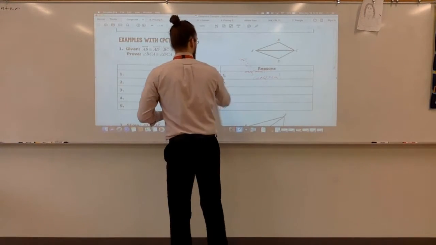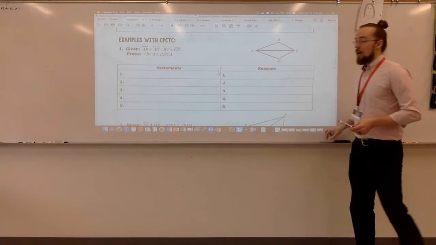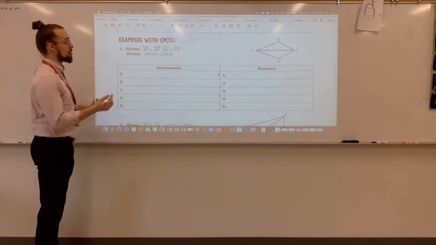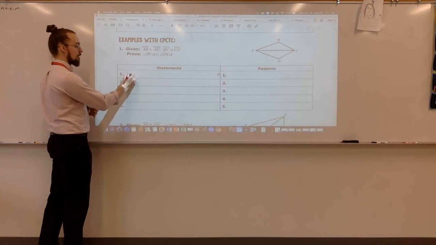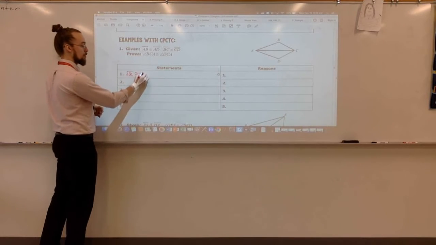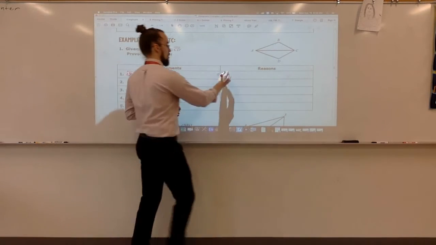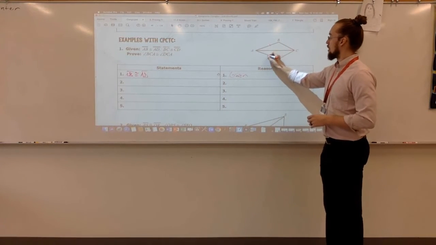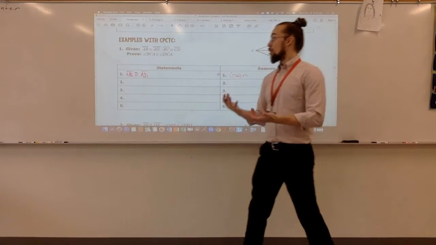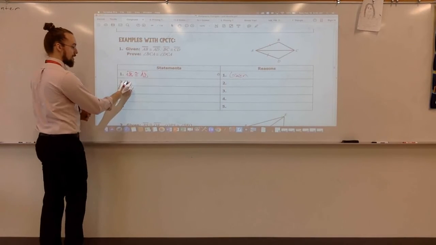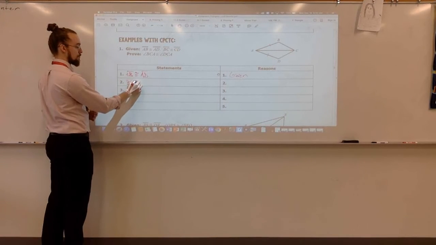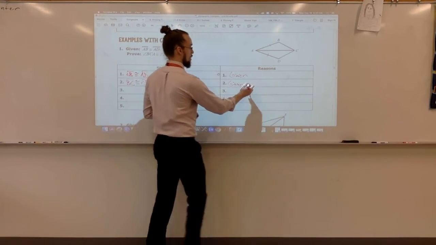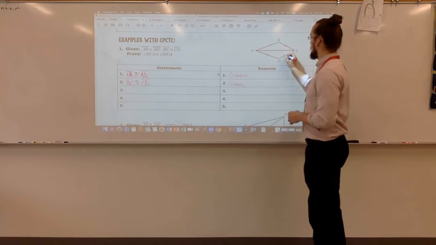On this first one, I am given two pairs of congruent sides. Okay, I'm given AB and AD are congruent. So let's mark that, AB and AD. And we're also just given that BC and CD are congruent. So we can mark that.